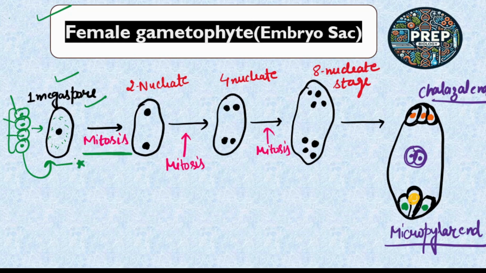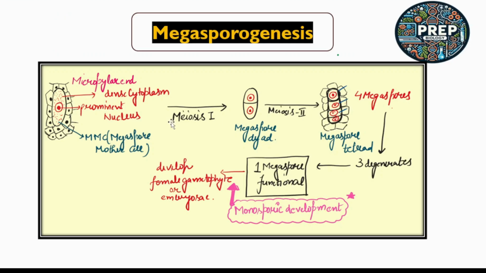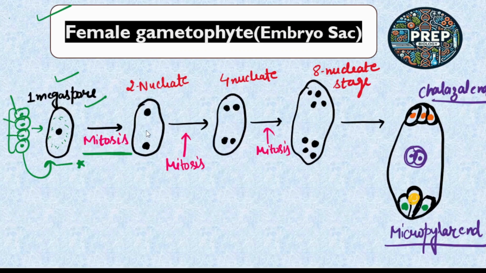This point is very clear. In megasporogenesis, meiotic division occurs, and in the development of the female gametophyte, that is the embryo sac, which division occurs? Mitosis will occur. Now the nucleus will divide into the 2 nucleate stage. That stage is called the 2 nucleate stage, and the nuclei are shifted towards the poles. This is one pole and this is the second pole.